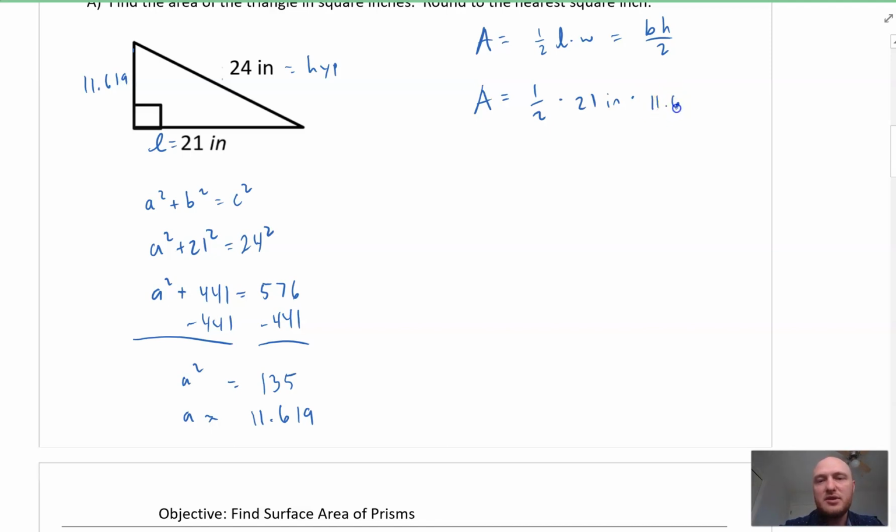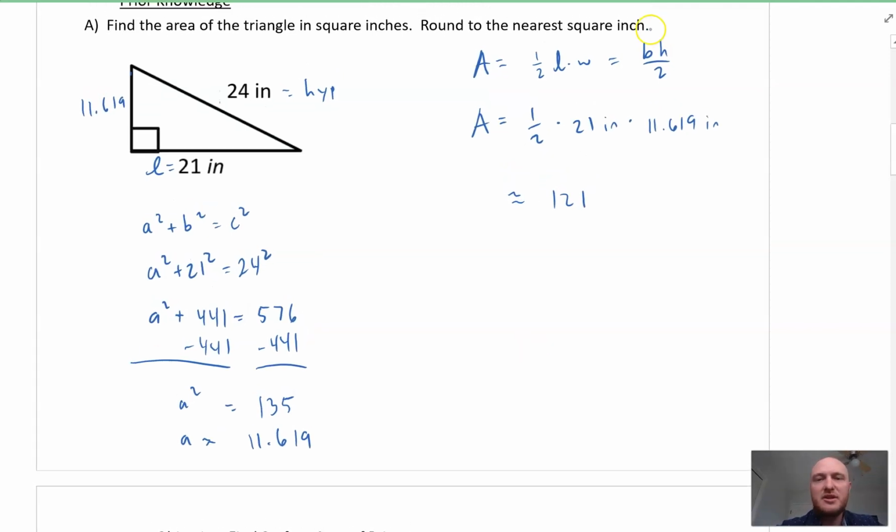So 11.619 inches, and we multiply, and we should get approximately 121. They want us to round to the nearest square inch, so that's going to be 122 square inches. Some people really get tripped up in this step. If you just multiply those first two numbers, 21 times 11.619, and then divide by 2, that will also give you your answer there, okay?